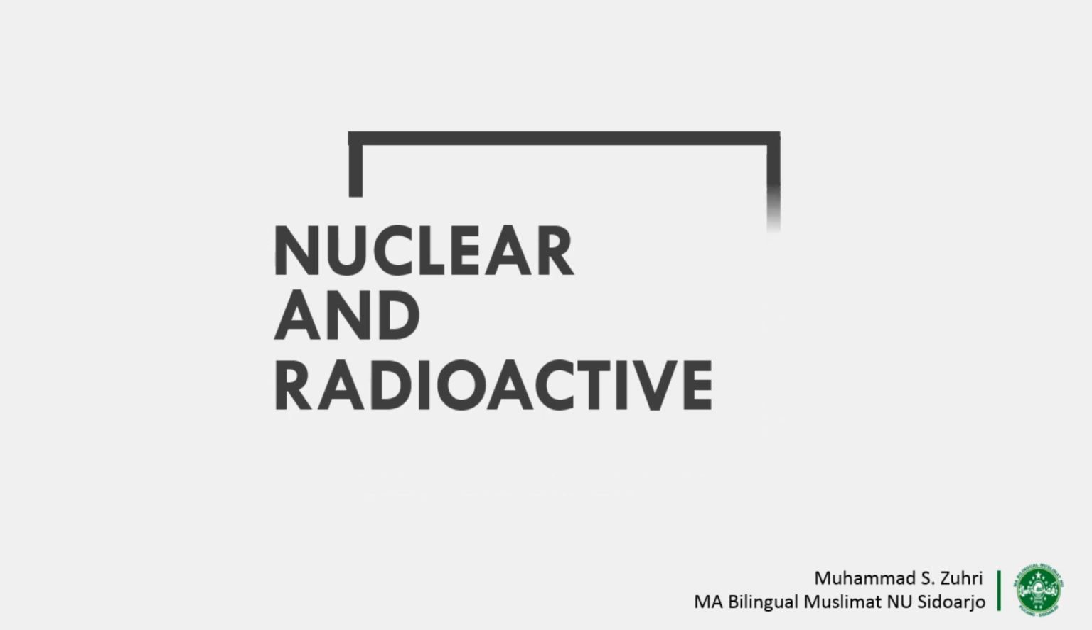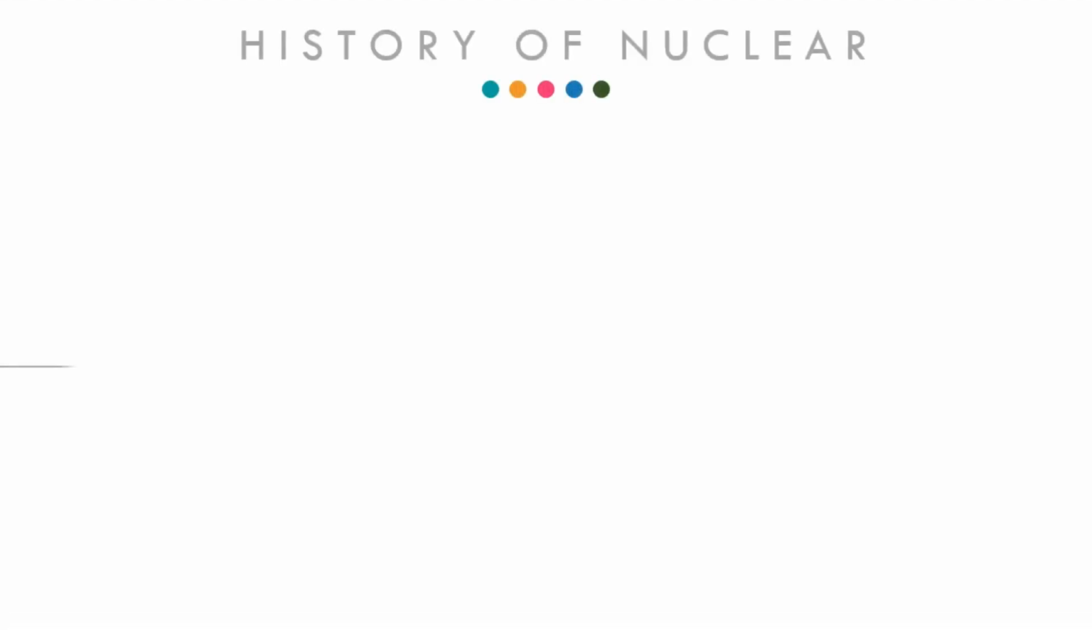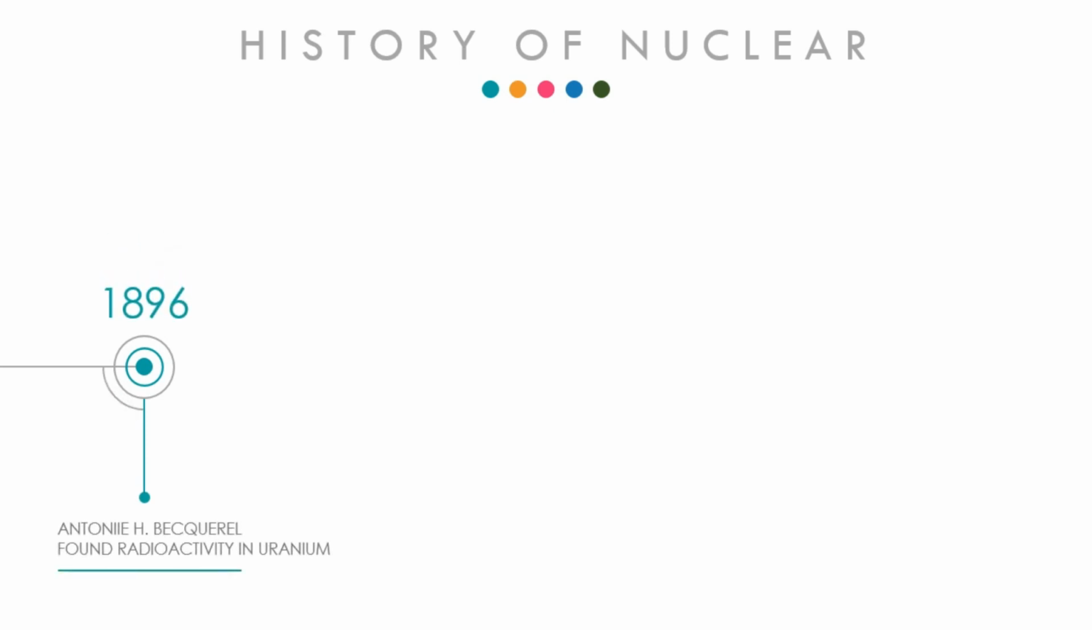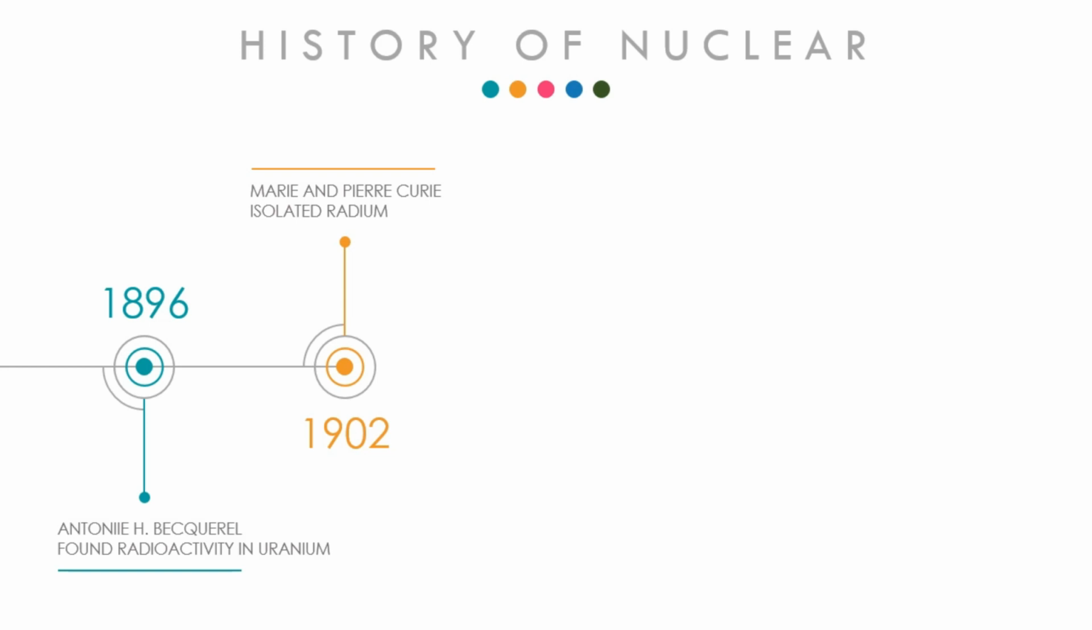At first, let's look at the history of nuclear and radioactivity. The first research on nuclear began in 1896 by Henri Becquerel, who discovered the nature of radioactivity in the uranium element. The next research, in 1902, Marie and Pierre Curie were able to isolate a radioactive metal, namely radium.